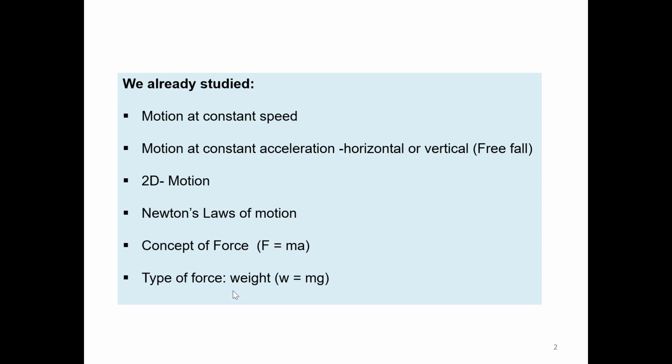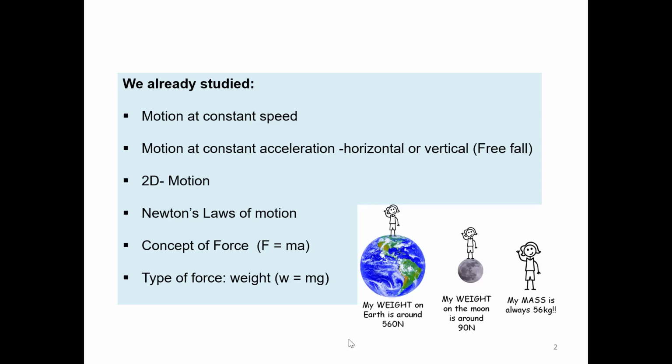We also reviewed the concept of weight, and we know now weight is one type of force, and we can define the weight as the product of mass times the acceleration of gravity. And now we know the weight depends on the acceleration of gravity, but the mass is always the same. Then now we know weight and mass are not the same quantity.